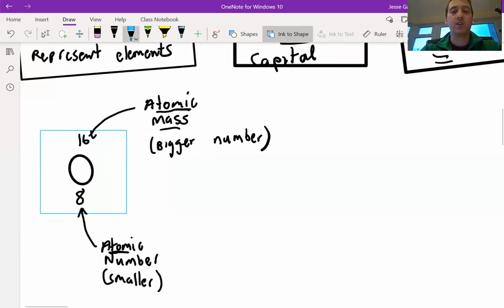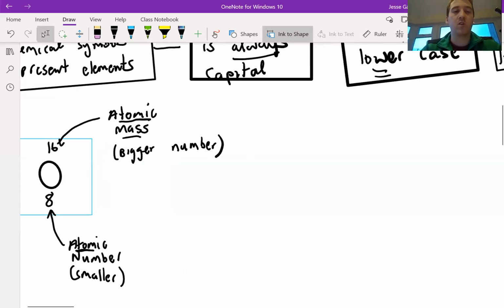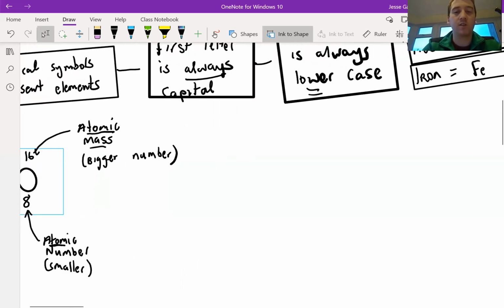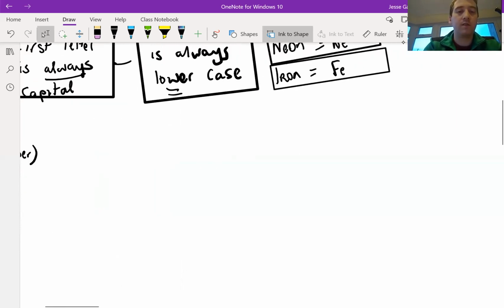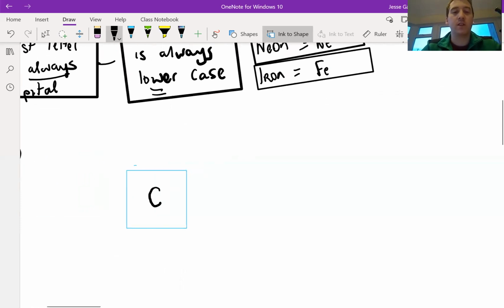Right, what I want you to do is you're going to take down those notes for me, but you're not going to do it for oxygen. You're going to do it for this element. You're going to do it for carbon. So what I want you to do is make notes of the two numbers of carbon and what do we call each of those numbers.